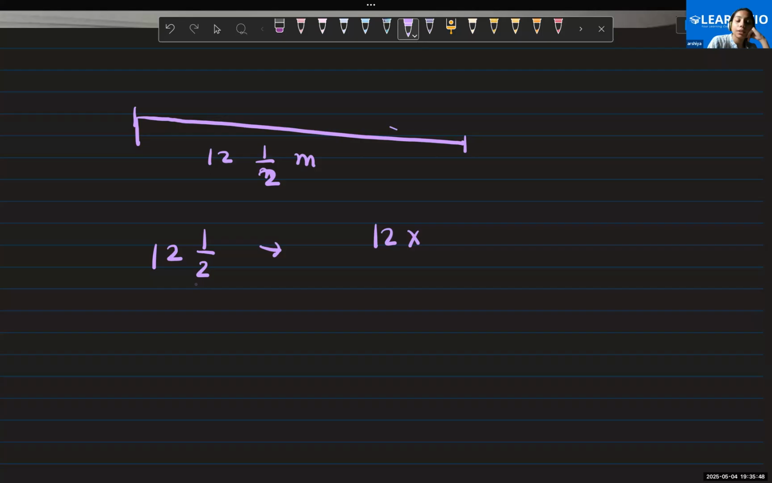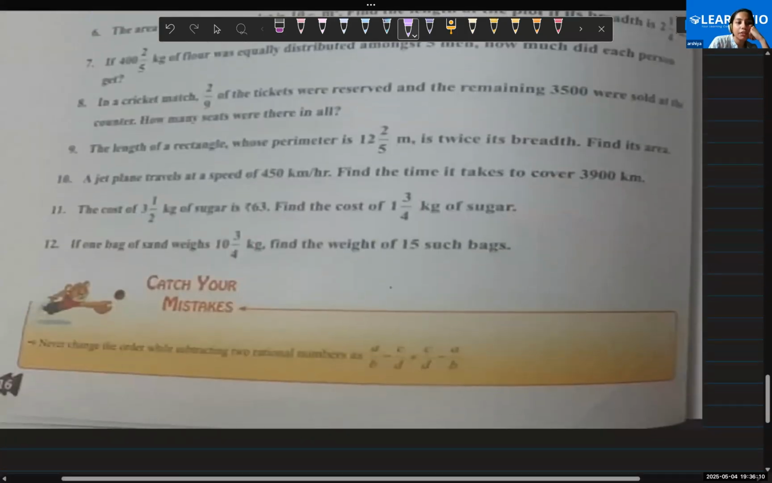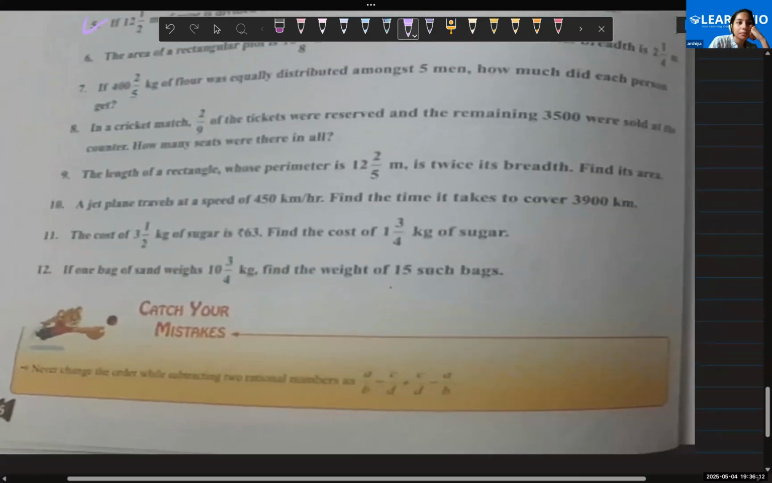We start from this denominator. So 12 times 2. So multiplication here, and whatever answer we get plus 1. So 12 times 2 plus 1, upon 2. Yes. So 12 twos are 24, and 24 plus 1 is 25. So this is 25. Question number 5, page 16. Okay.